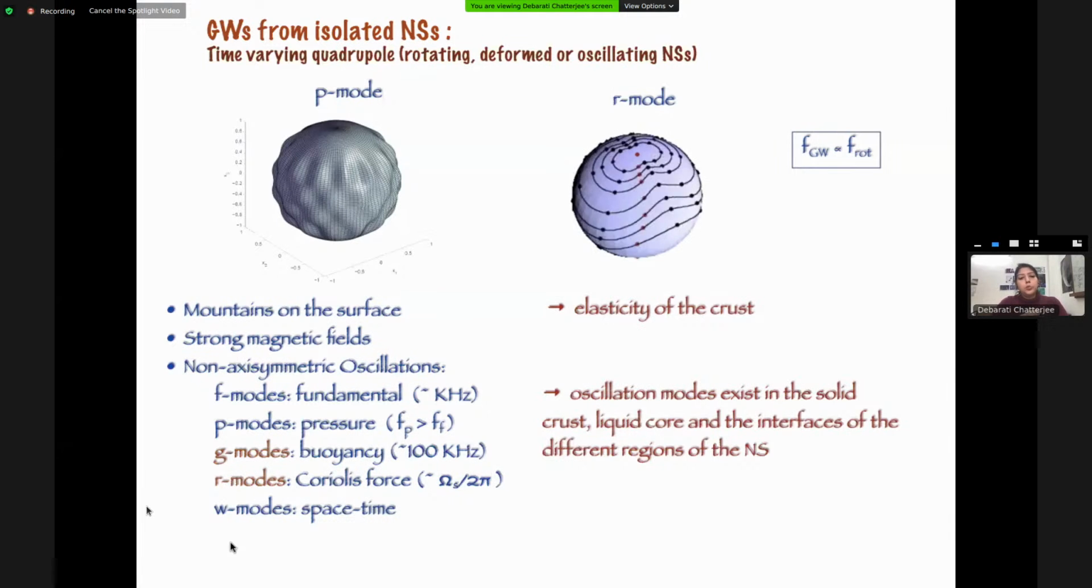For example, what would be the height of the mountain? This would depend on the elasticity of the crust. What kind of star quakes you will have depends on the internal composition, what the components are, whether there are hyperons, whether there are superfluids, and what kind of interface you have between the solid crust and the liquid core. All this will affect the gravitational wave spectrum that we observe.